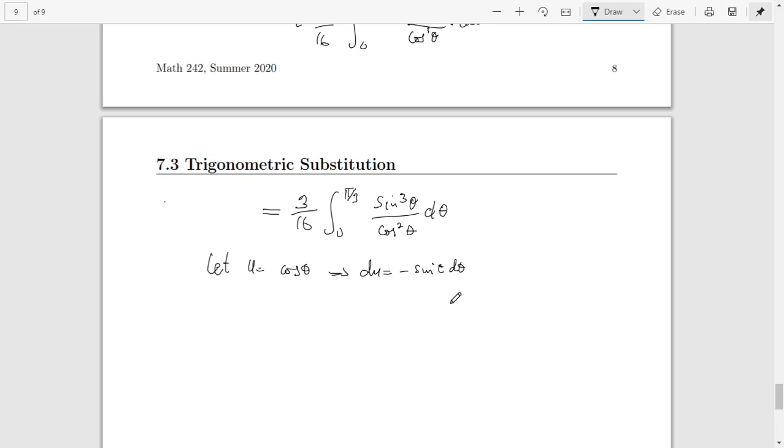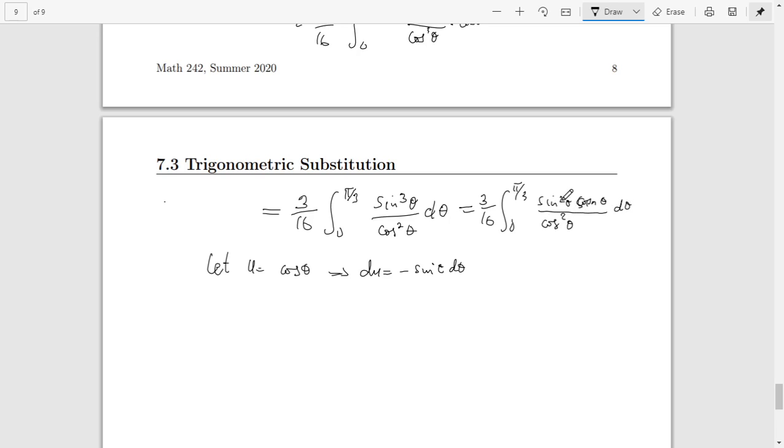And if that is the case, maybe I should let everything be in terms of cosine and then leave only one sine. Yeah, that means I can write this as 3 over 16 integral of this. I think we learned this kind of technique before. So I have sine squared theta cosine, or sine please, all over cosine squared theta d theta.